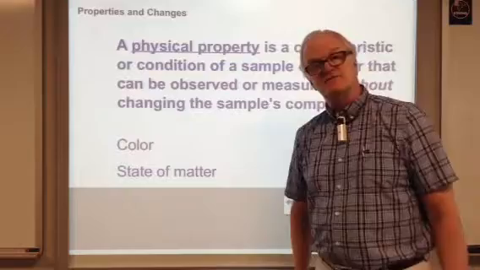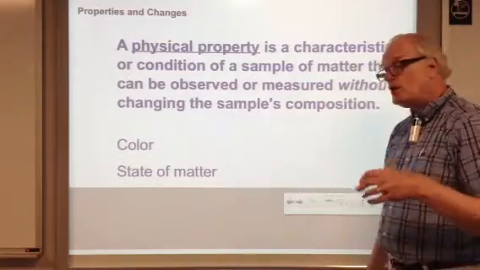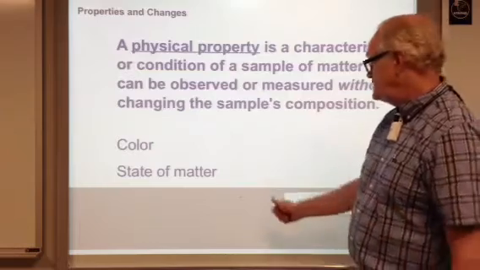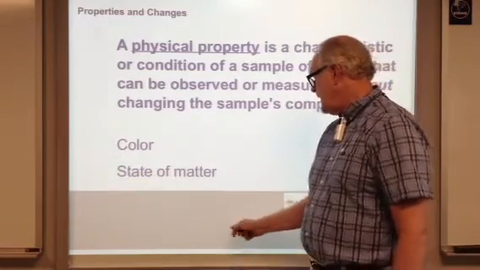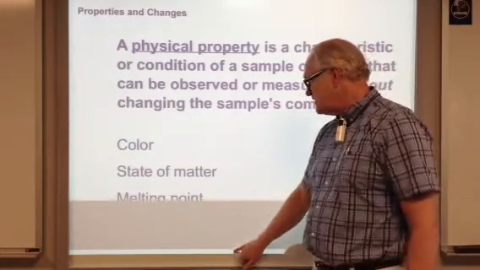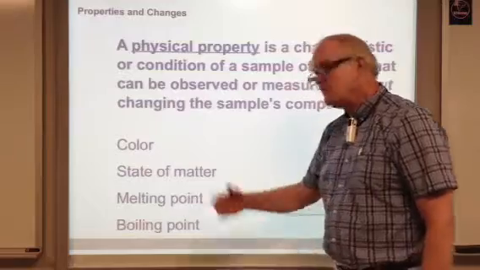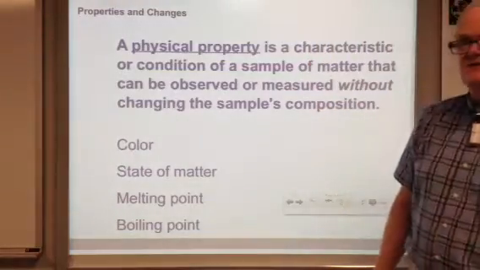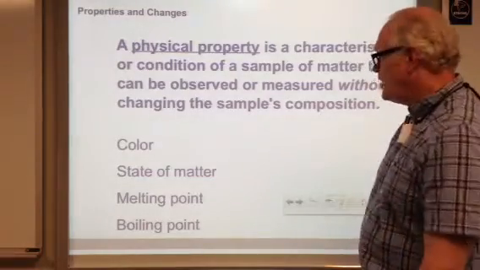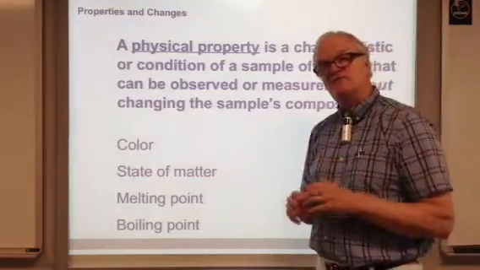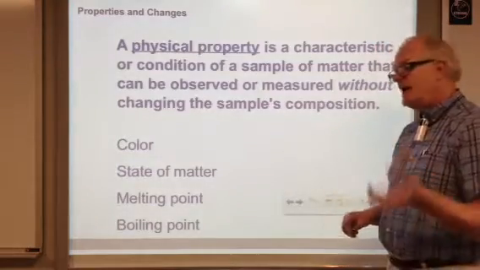We can tell if something is a solid or a liquid or a gas just by feeling it or looking at it. We don't have to change its formula in order to be able to look at that property. And we've got some other things here that are physical properties, like melting point and boiling point. We can measure the temperature at which an ice cube turns into liquid water without changing the formula of that water. It's still H2O when it was a solid and when it was a liquid.